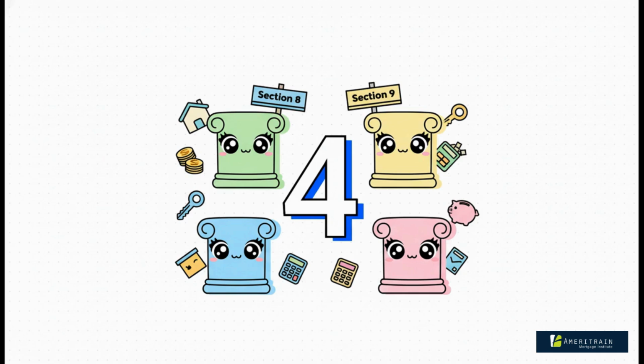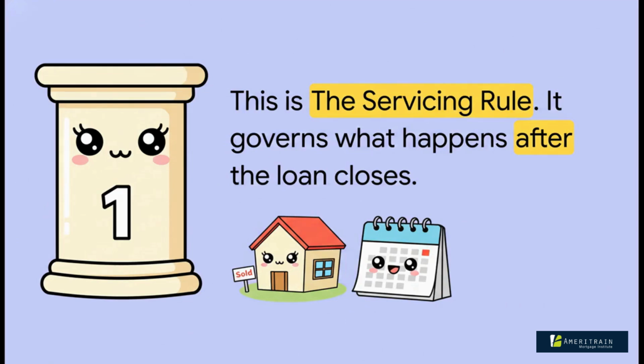So let's dive into the very first pillar, Section 6. Okay, Pillar 1, Section 6. This is known as the servicing rule. A good way to remember this one is that it covers everything that happens after the loan closes. It's all about how the loan servicer has to treat the borrower from that point forward.